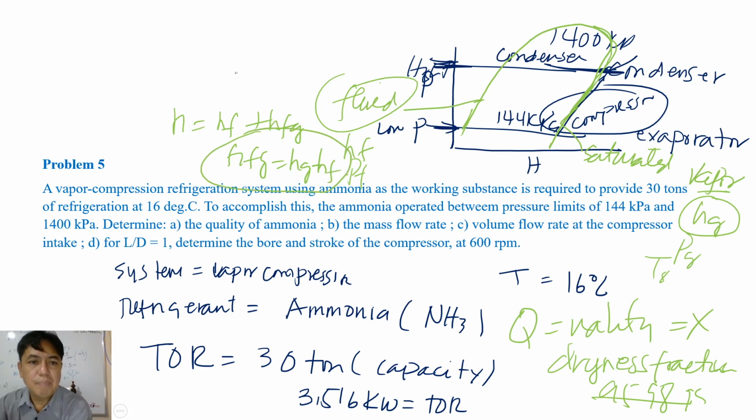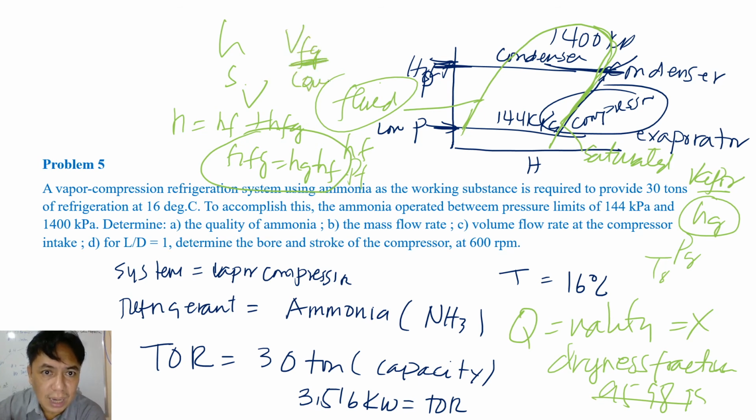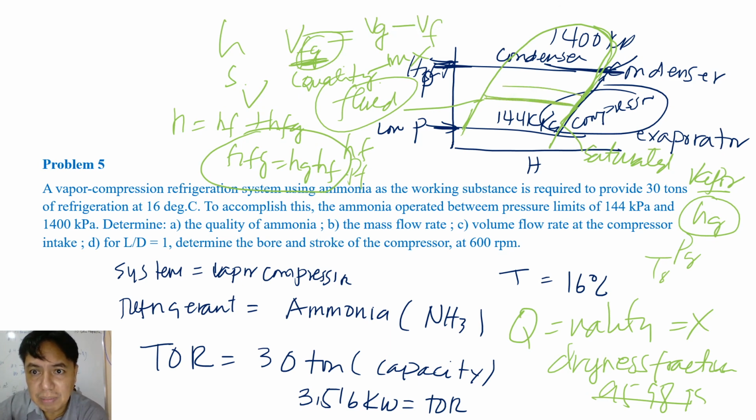Pwede yan sa enthalpy, pwede sa entropy, pwede sa specific volume, V of G. Pag sinabing FG, meron kang quality diyan. Ibig sabihin, mix. Pag sinabing mix, meron kang dryness fraction. May mixture ng fluid, may mixture ng gas. Yung volume mo sa gas, i-minus mo yung volume ng fluid, so makakakuha ka ng Vfg. Sa may bandang gitna yon.